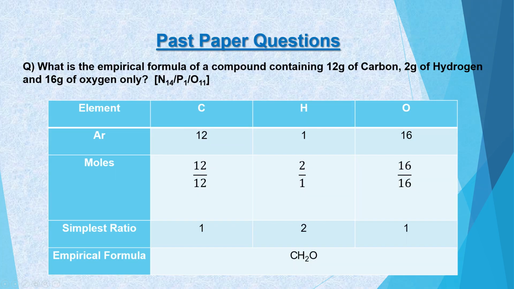Now let us practice some O-level past paper questions for further clarification. In this question, we only need to find the empirical formula. First, we calculate the moles of carbon, hydrogen, and oxygen. By comparing the mole ratios, we find the empirical formula to be CH2O.